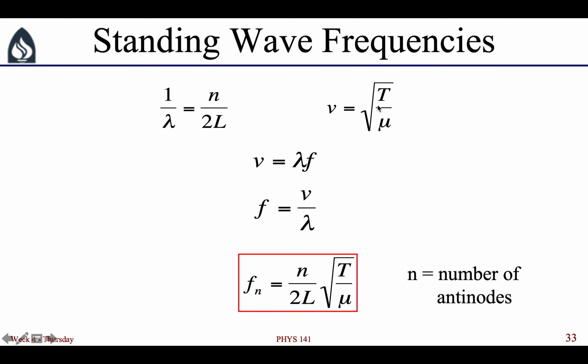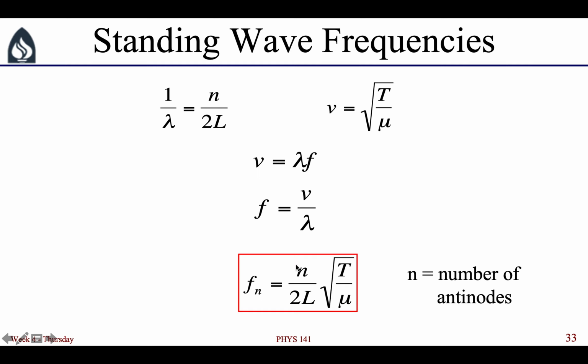Now the speed we can replace with the square root of the tension divided by the mass per unit length. And 1 over the wavelength we can substitute for that n, the number of antinodes, divided by twice the length of the string. So we get a prediction for where we have to vibrate the string, at what frequency do we need to vibrate the string to get these standing wave patterns.